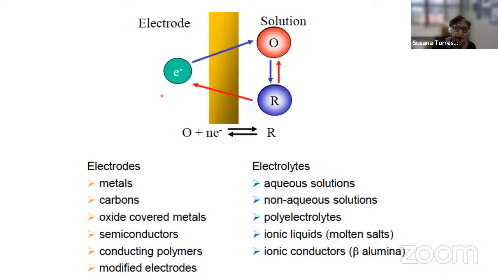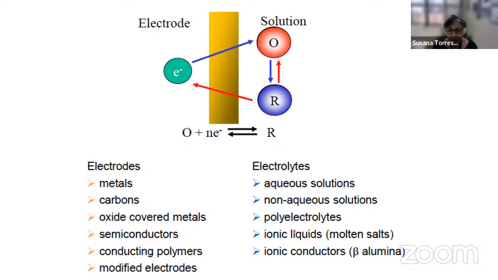The other thing is that when we speak about electrodes, we have a lot of materials that can be electrodes: metals, carbon, oxide-covered metals, semiconductors, conducting metal, conducting polymers, modified electrodes, and so on. And when we speak of electrolytes, it is also a wide word. So we have aqueous solutions, non-aqueous solutions, polyelectrolytes, ionic liquids, for example, molten salts, ionic conductors, solid conductors.